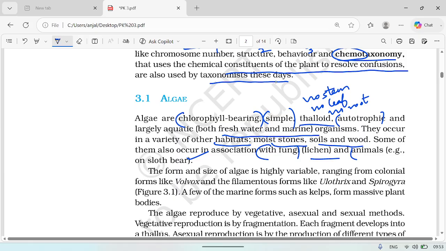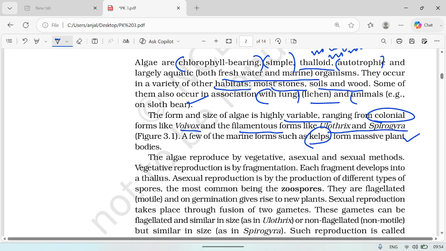And the form and size of algae is highly variable, ranging from colonial forms of groups like Volvox, and filamentous, meaning thread-like, hair-like, Ulothrix and Spirogyra, and a few of the marine forms such as kelps. They form massive plant bodies. Kelps will form massive plant bodies.